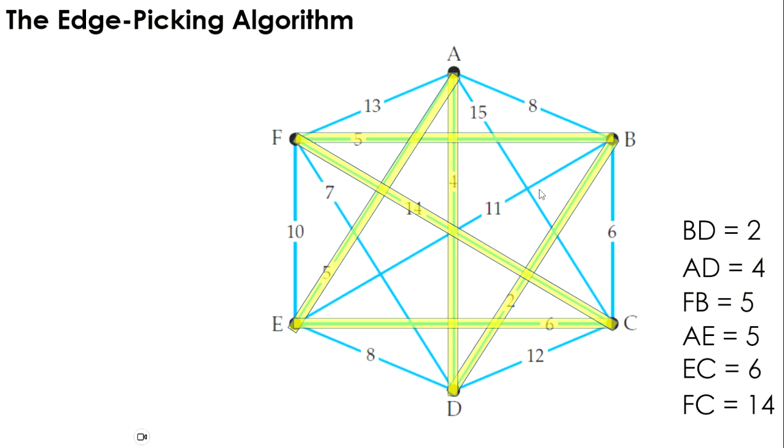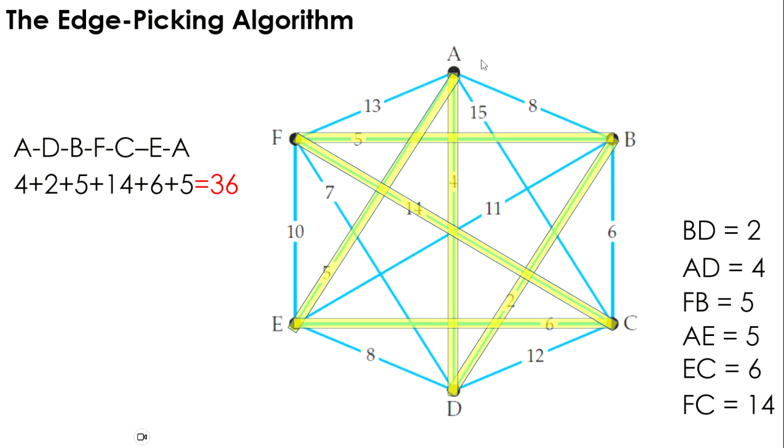So as you notice here, we now have the edges that we needed. Okay, so let's try to create our Hamiltonian circuit. We can start with A, end up with A, start with B, end up with B, start with C, D, E, or F. Okay, let's say we start with A. So A going to D, going to B, going to F, going to C, E, then we go back to A. So the total of that is 36.